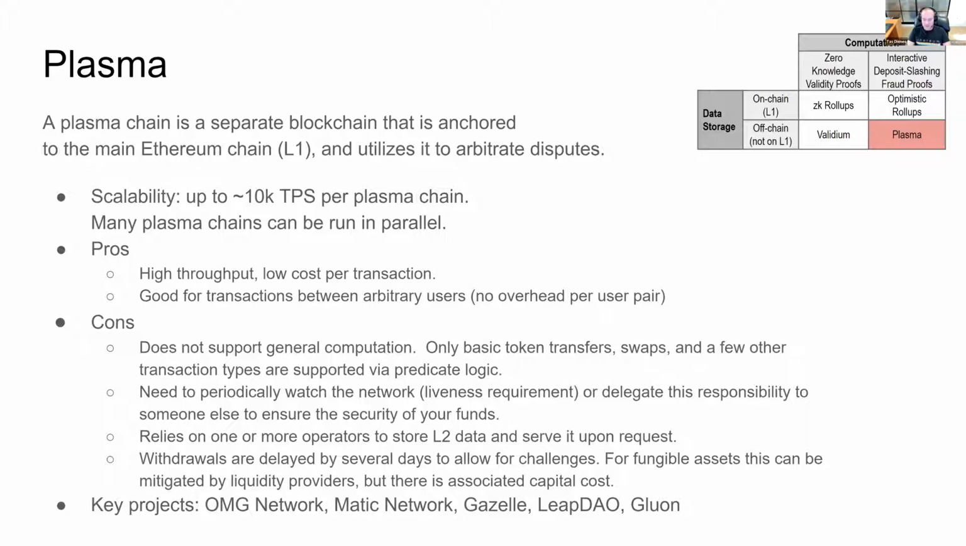For fungible assets like Ether or your ERC20 tokens, this can be mitigated by liquidity providers, which can offer a pool to exchange layer 1 for layer 2 tokens. But there's capital costs associated with that. So key projects in this space are the OMG network, Matic network, Gazelle, LeapDAO, and Gluon.